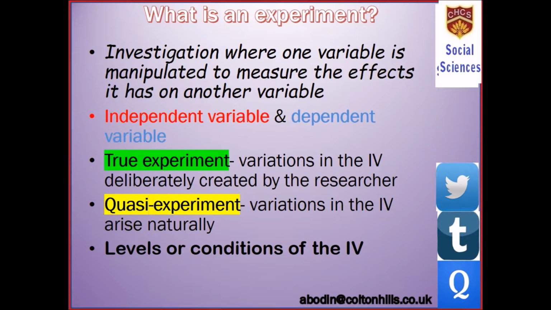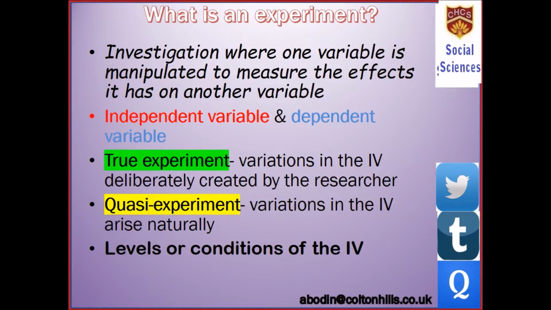Okay, so what is an experiment? To put it simply, an experiment is essentially an investigation where one variable is manipulated to measure the effects that it has on another variable. The variable that we manipulate is called the independent variable. The variable that we measure is called the dependent variable. The dependent variable is named as such because it is dependent on a change in the independent variable.